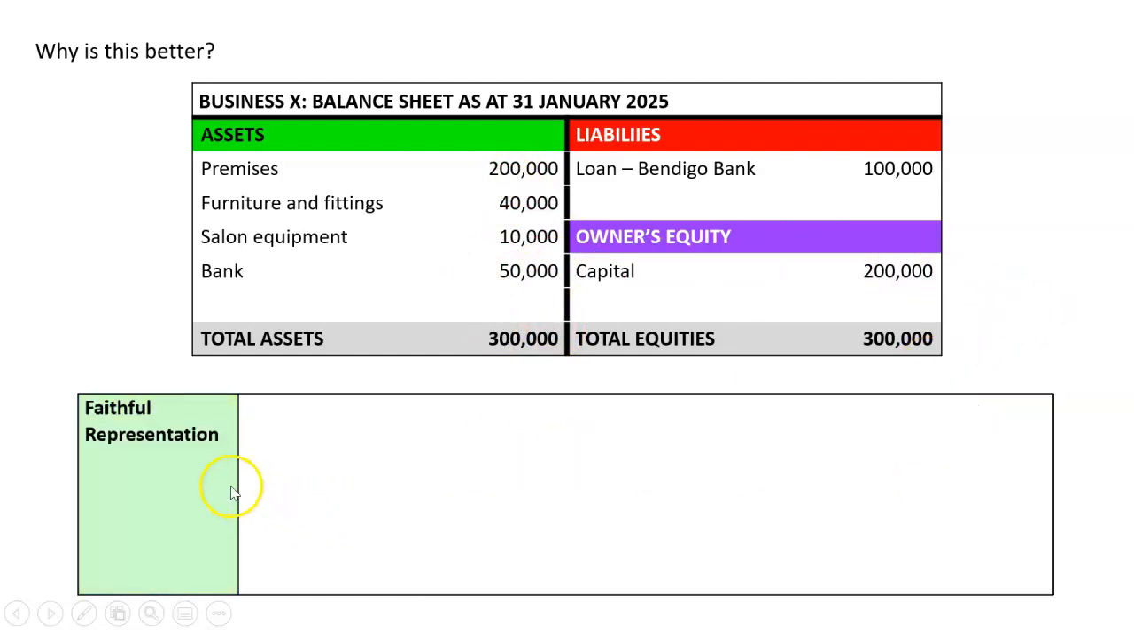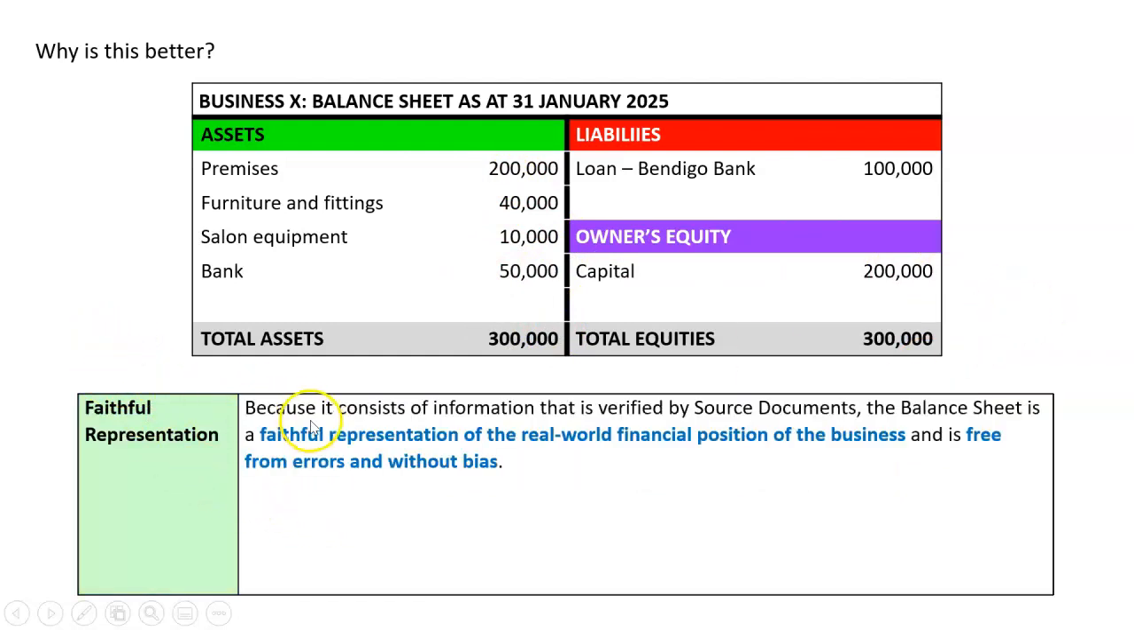You could also argue it helps fulfill what we call faithful representation. And what we're saying is this actually represents the real world financial position of the business. It's not made up. And it's free from errors and without bias. Why? Because it's verifiable. We have all these source documents to back it up. And we can also see, we said part of this is it's got to be free from errors. Well, the balance sheet literally proves that. It proves that the assets equals 300,000, which must be equal to the liabilities of 100, plus the owner's equity of 200. It balances. We can see it doesn't have an error.